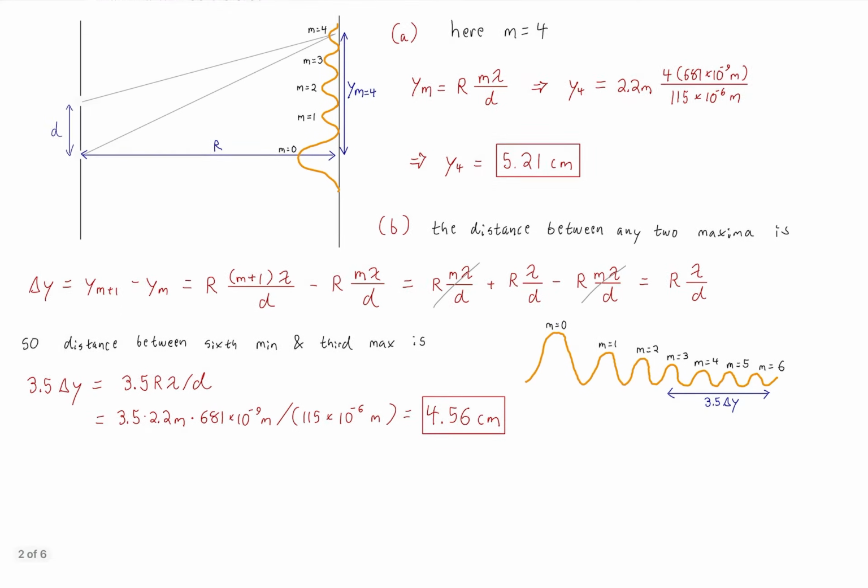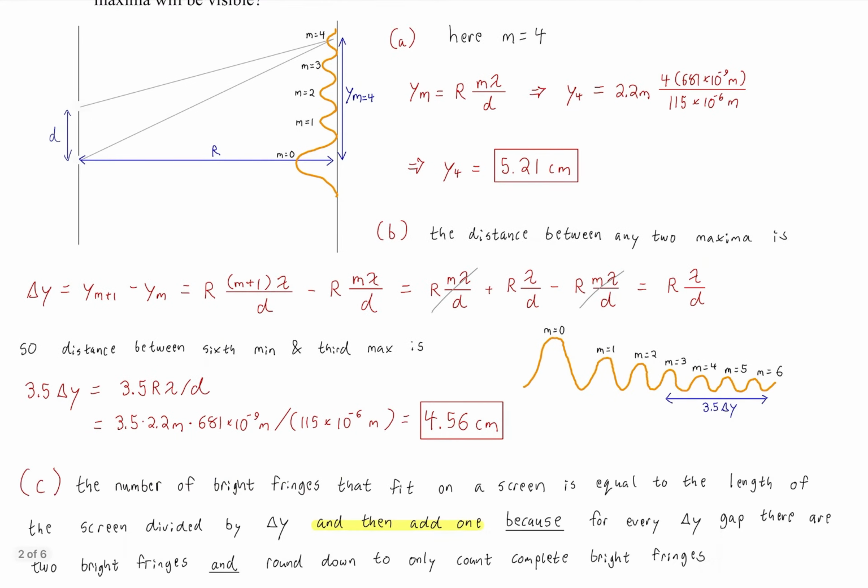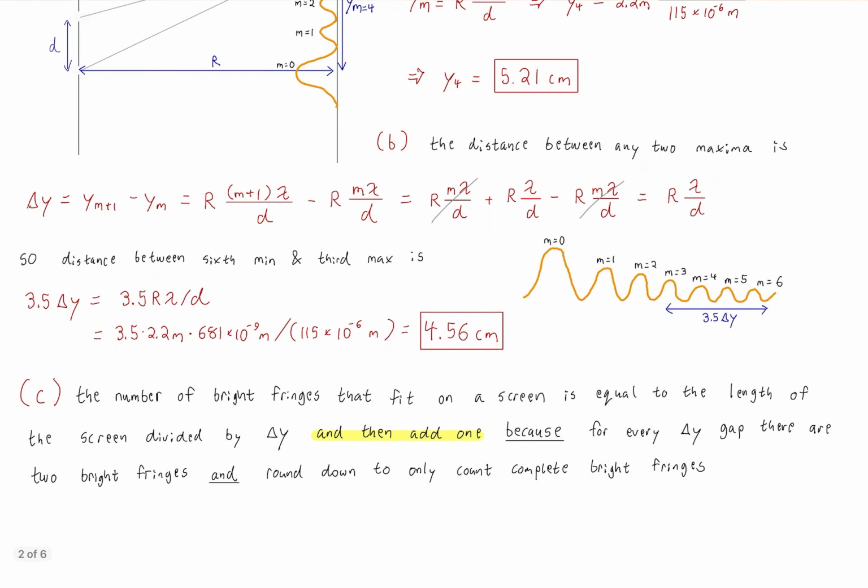Very good. All right, so finally in part C, we want to find how many fit. So the number of bright fringes that fit on a screen is equal to the length of the screen divided by delta y, and then add 1. Why 1? Well, because for every delta y gap, there are 2 bright fringes, right? Because think about it, a gap is the distance between the fringes, but now you counted 2 fringes. So, if you have a gap that includes 2 of them, well, now there's 3 bright spots, right? So it's always 1 more than the distance you have, okay? And we always round down to only count complete bright fringes, okay?